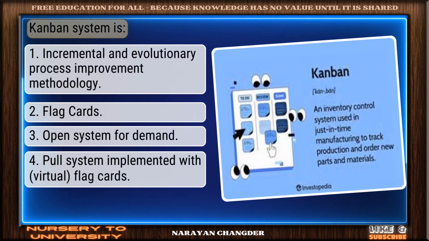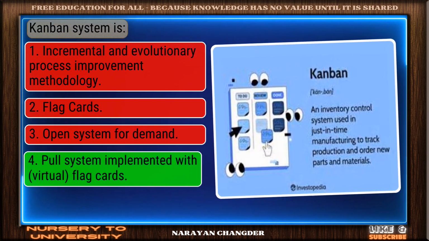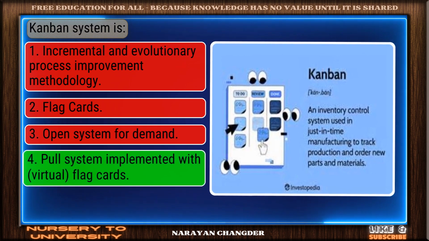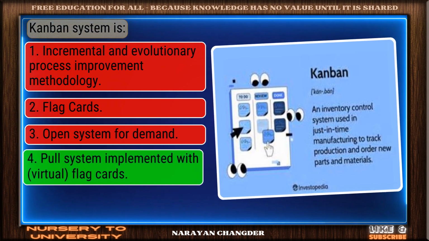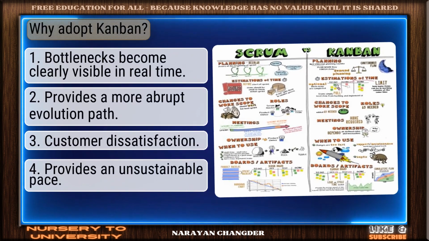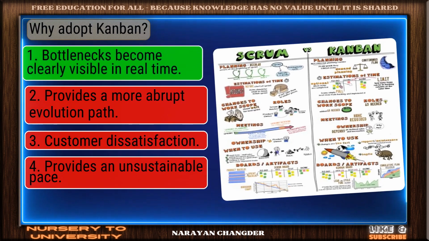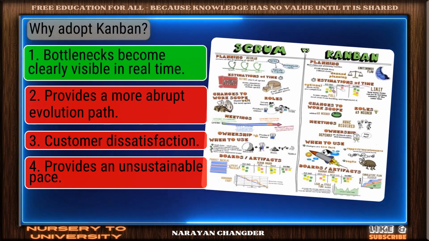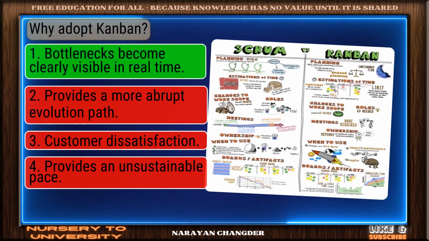Question number 76. Kanban system is. Correct response. Pull system implemented with flag cards is the most accurate answer. Question number 77. Why adopt Kanban? Great thinking. Bottlenecks become clearly visible in real time is the right choice.